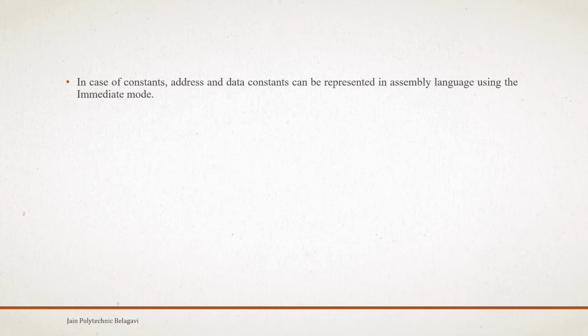Now, in the case of constants, address and data constants can be represented in assembly using the immediate mode. Immediate mode is used for denoting constants or using constants in the instructions. In the immediate mode, the operand is given explicitly in the instruction. It means the value itself will be used in the instruction. If the value is used in the instruction, then that is called immediate mode.